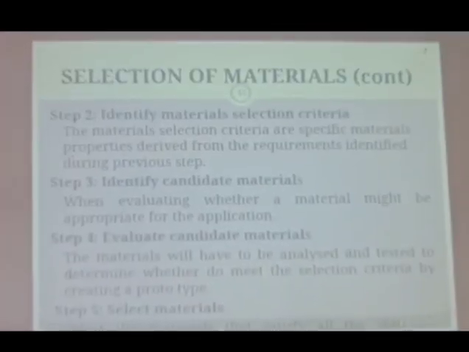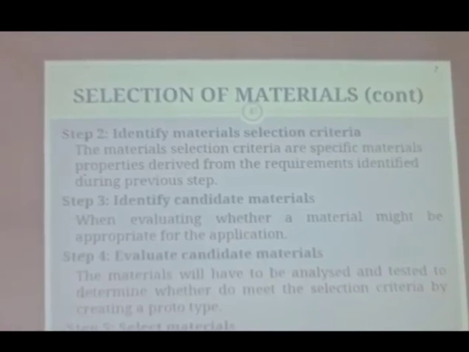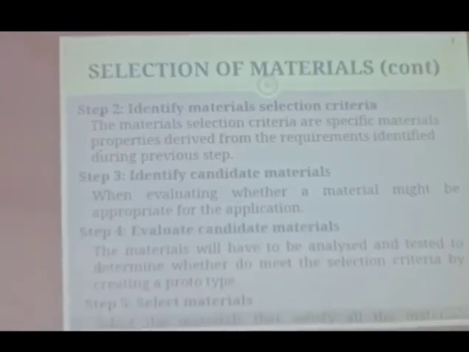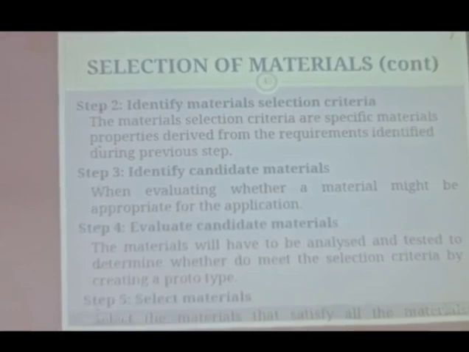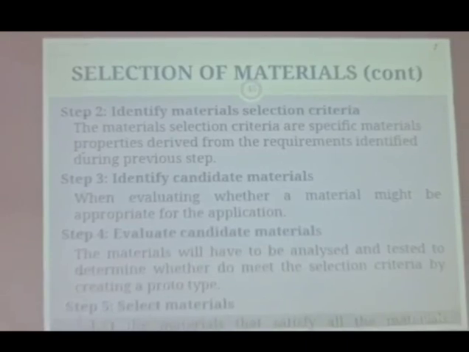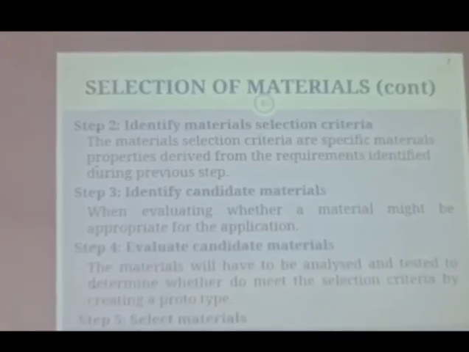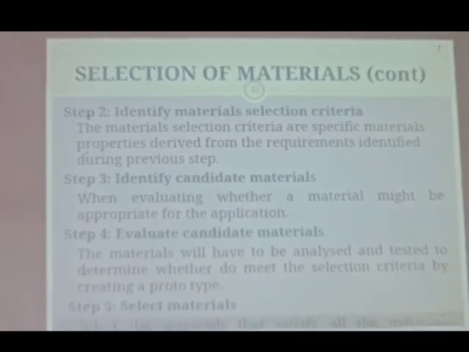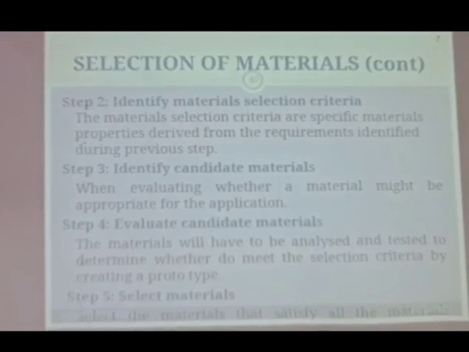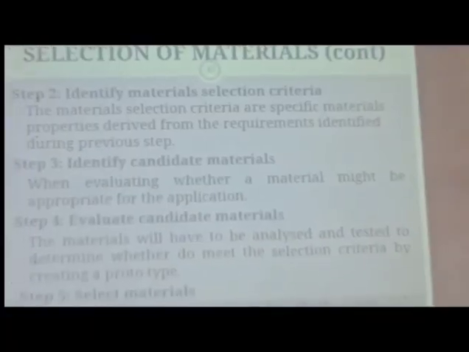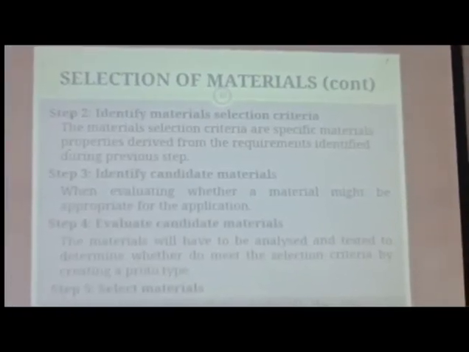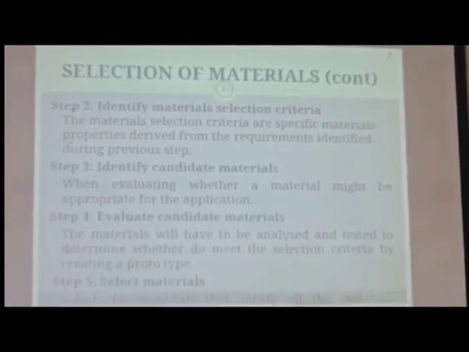We move to step number 2, identify material selection criteria. From step number 1, we should derive the properties. What are the properties the material has to possess? The data is derived from step number 1, that means the design requirements, because the design requirements clearly give the idea of what properties the material has to have. So based on step number 1, we can select the properties of the material. This is step number 2.